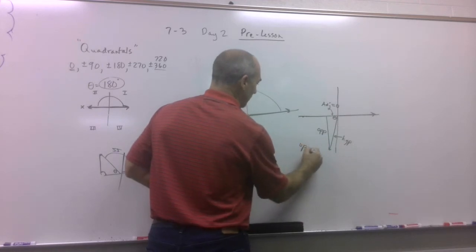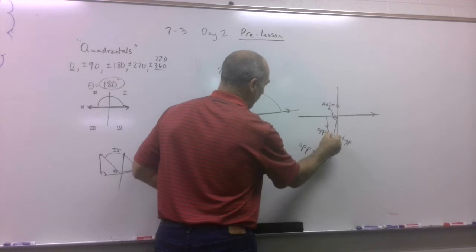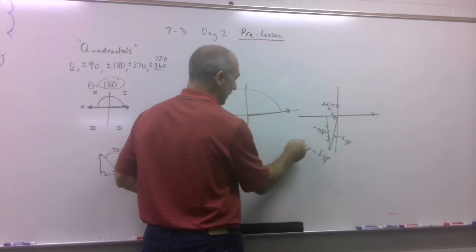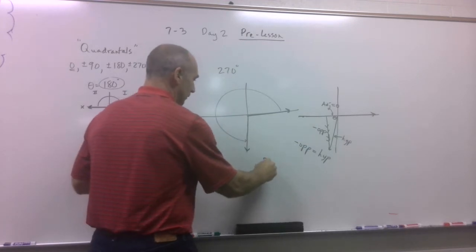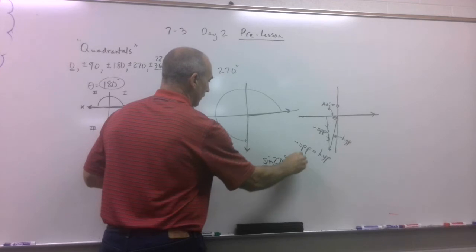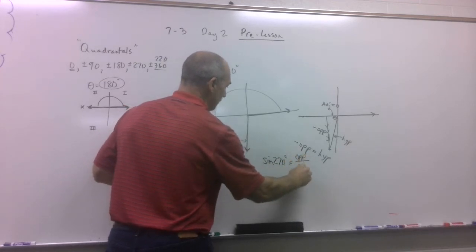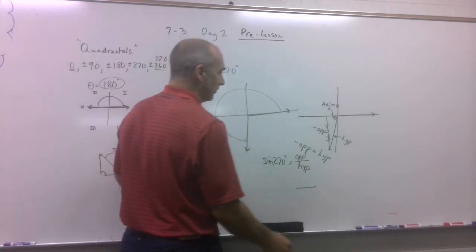My opposite side equals my hypotenuse, but wait a minute, this is down. So that has to be negative, a negative version. So if I said, okay, I'm just randomly picking this out. What if I said sine of 270? Well, that's opposite over hypotenuse. And I'd say, okay, well, what's my opposite side?